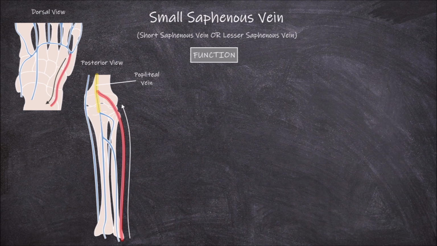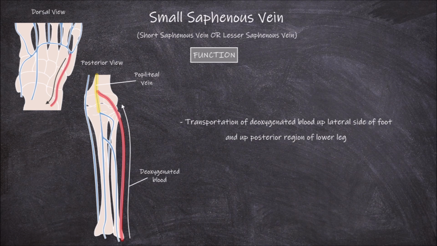What is the function of this vein? This vein functions in the transportation of deoxygenated blood up the lateral side of the foot and up through the posterior region of the lower leg. From this vein, the blood runs through the popliteal vein and onwards on its way back to the heart.